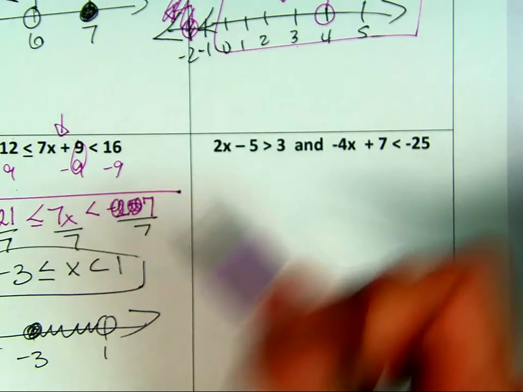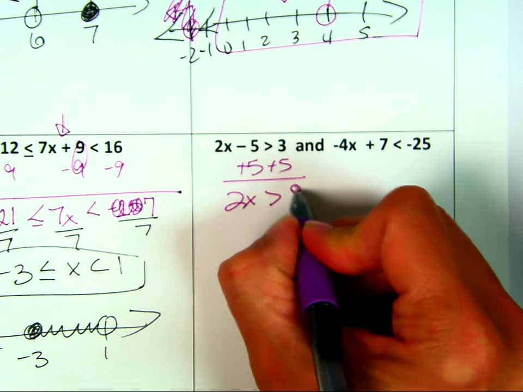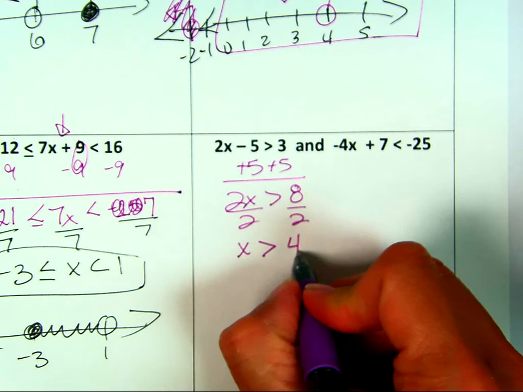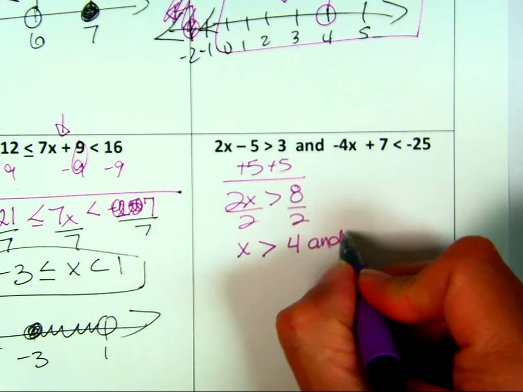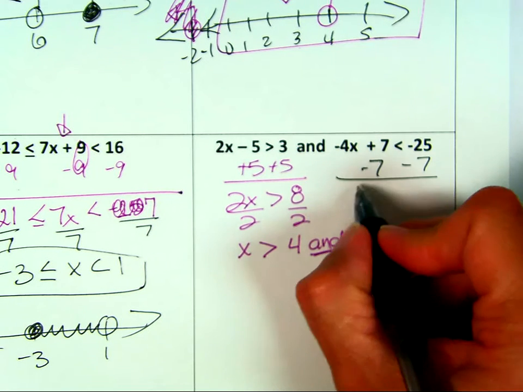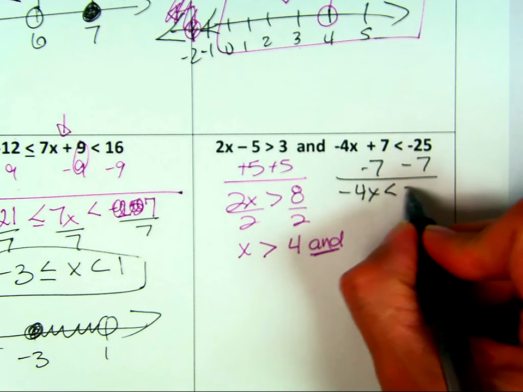Okay, last one. Do it separately. We're going to add 5 to both sides. 2x is greater than 8. We divide by 2. X is greater than 4. And I have to have the and. Now I'm going to subtract 7 from both sides. So negative 4x is less than negative 32.